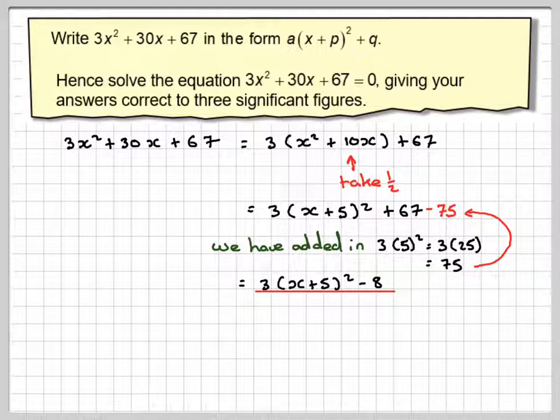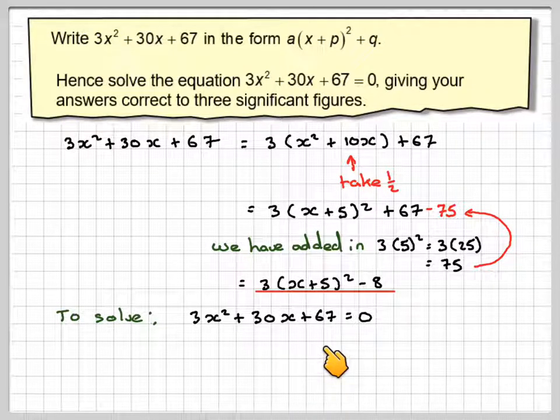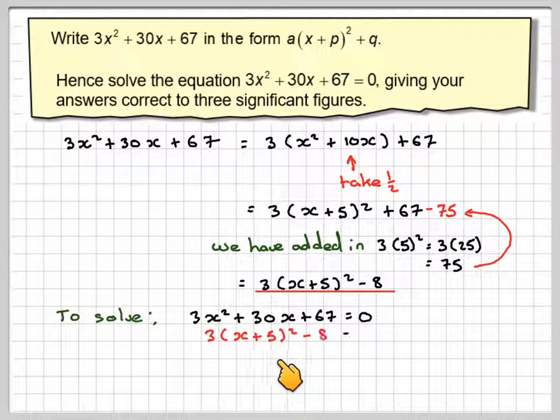Well, we now need to solve the equation 3x² + 30x + 67 = 0. And we have to use this idea. We cannot use any other way, i.e. factorization, if it was to factorize, or using the formula. It says hence, so we must use this idea. So, taking that, we rewrite that as 3(x + 5)² − 8 = 0.